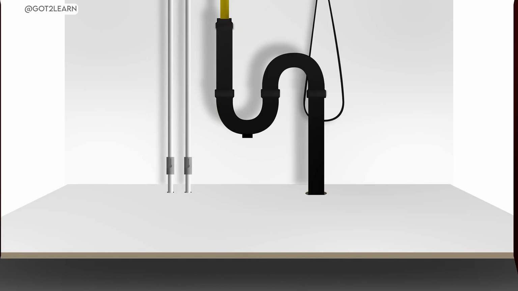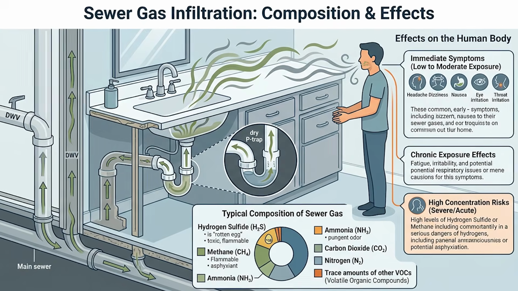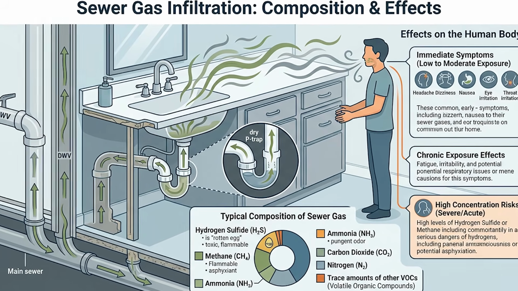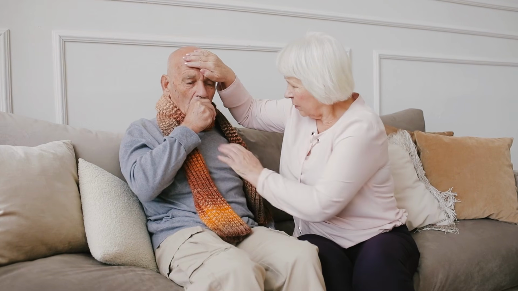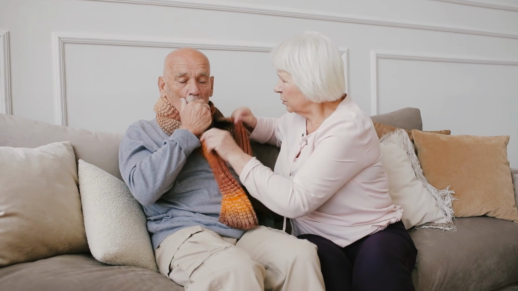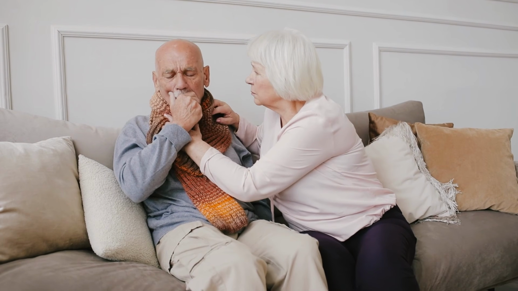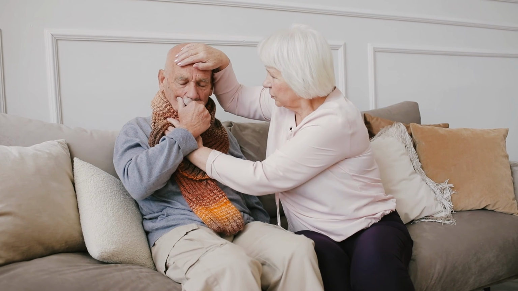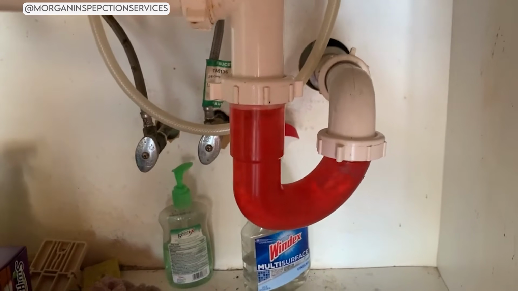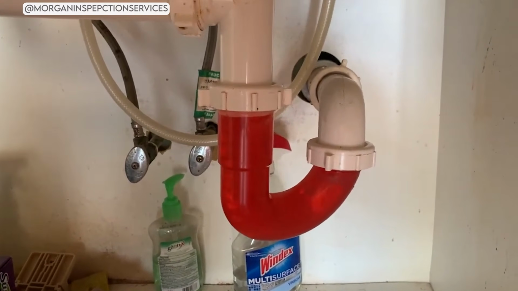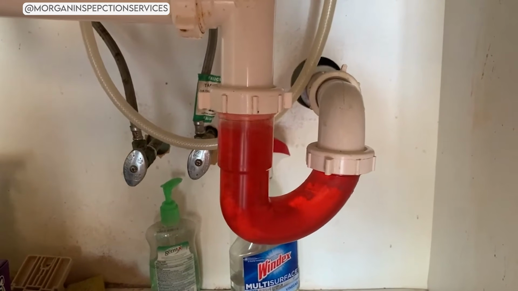Beyond the gases themselves, an open drain pathway can also allow bacteria, mold spores, and other biological contaminants to enter your living space. This is not something to take lightly, especially if anyone in your household has respiratory issues or a compromised immune system. A properly sealed trap is not just a plumbing code requirement. It is a genuine health protection.